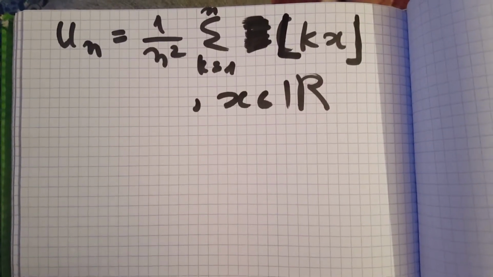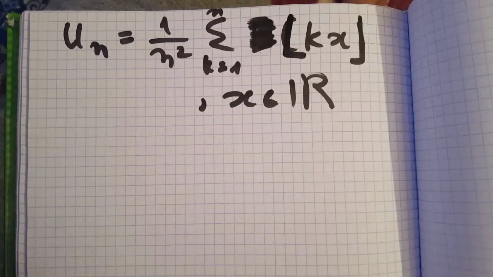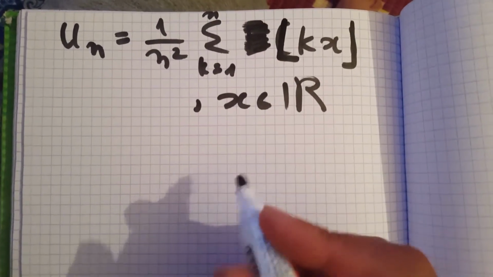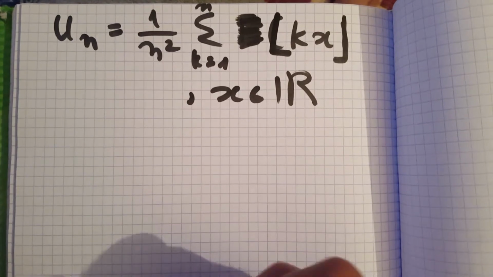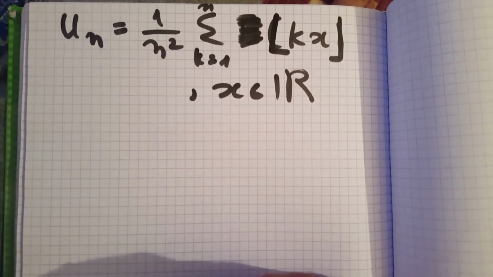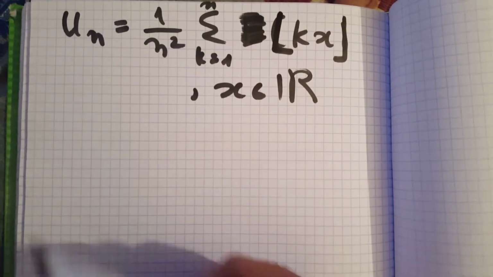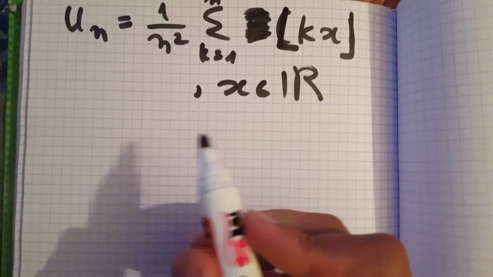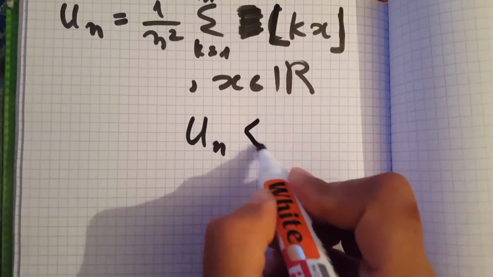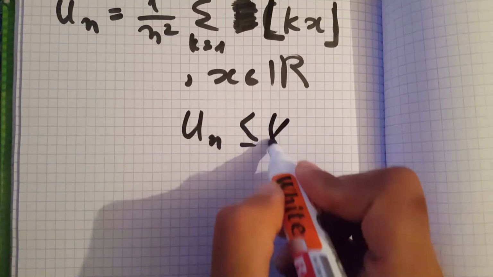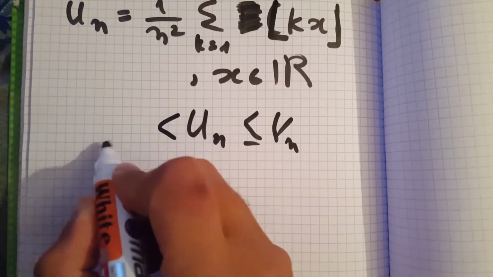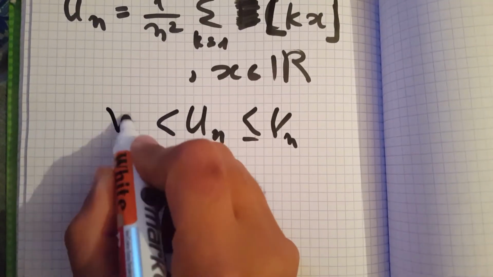Hello guys, so in this video I will show you how to find the limit of this sequence. To find the limit of this sequence, we need to find a sequence that is bigger than this sequence and a sequence that is smaller than this sequence. Saying that, we need to find Un that is smaller than Vn and Un that is bigger than Wn.